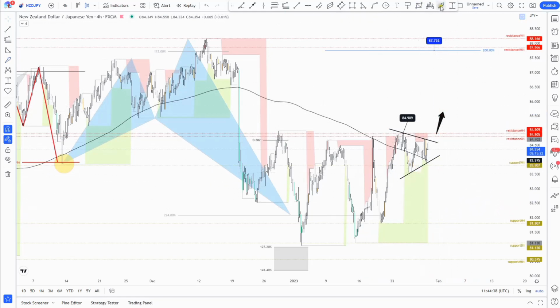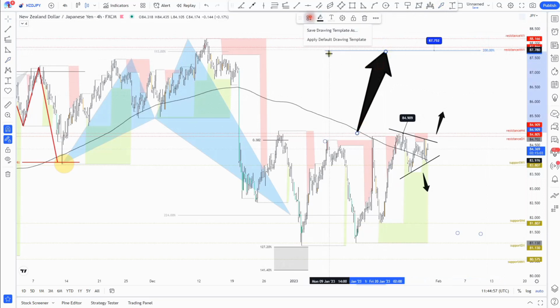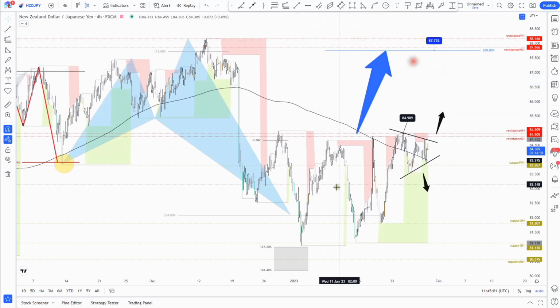I believe that also a violation of these previous lows may also trigger a retest of these fractals printed below. Double bottom right there, default target for the double bottom projected at 87.75. So this is the default target for this double bottom.